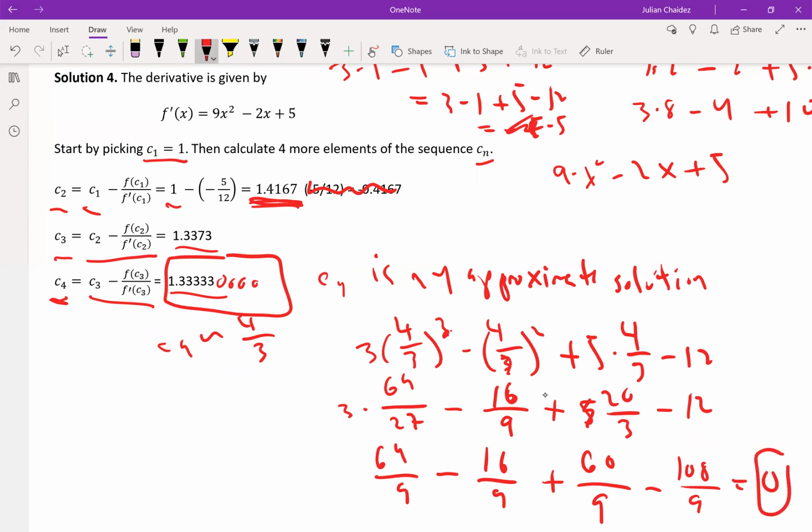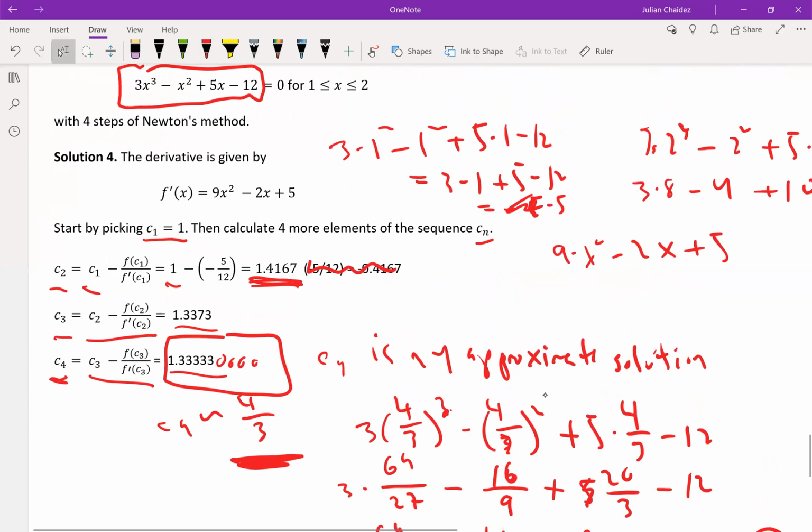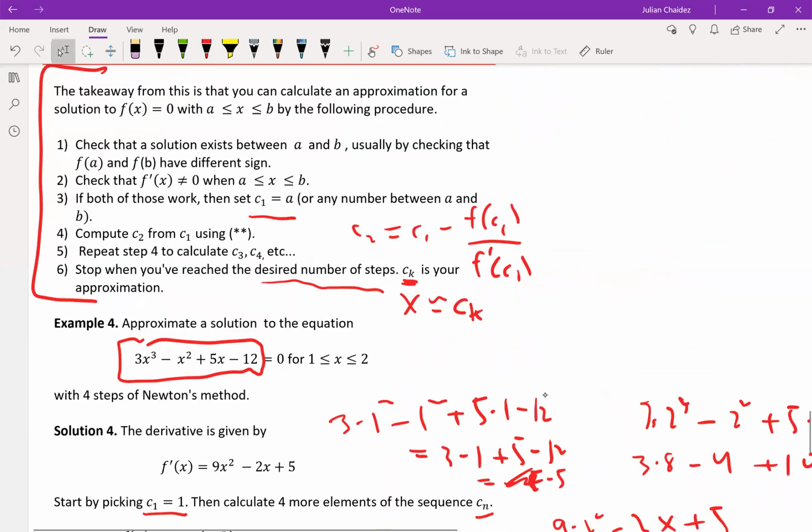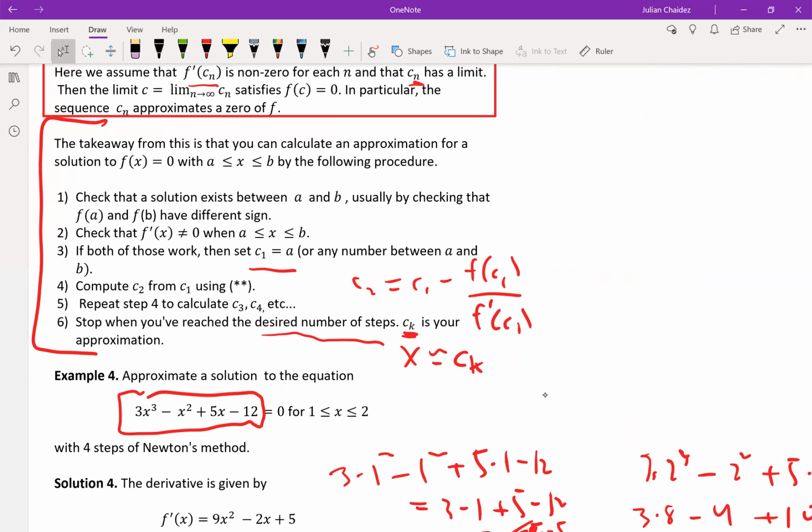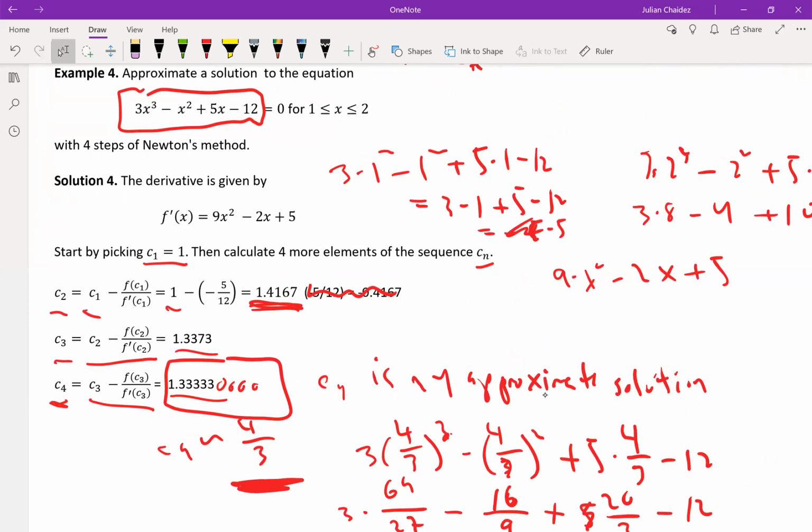So 4/3 is the exact 0, right? And this thing just calculated an approximate version of 4/3. So that's basically this process working in action. Okay, so anyway, that's Newton's method. That's how it works. You just apply this step-by-step procedure, and it will spit out an approximate 0.